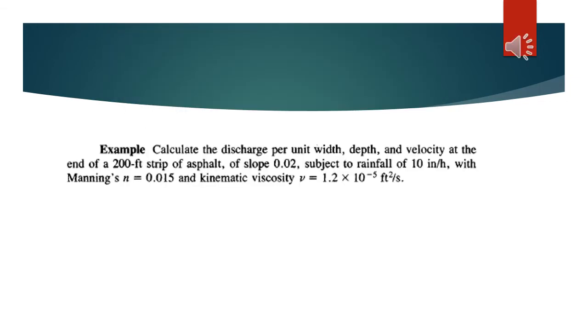In this example, we need to calculate the discharge per unit width, depth, and velocity at the end of a 200 feet strip of asphalt of slope 0.02, which is 2%, subject to rainfall of 10 inch per hour, with Manning's n equal to 0.015, and kinematic viscosity again 1.2 multiplied by 10 to the power minus 5 feet squared per second.